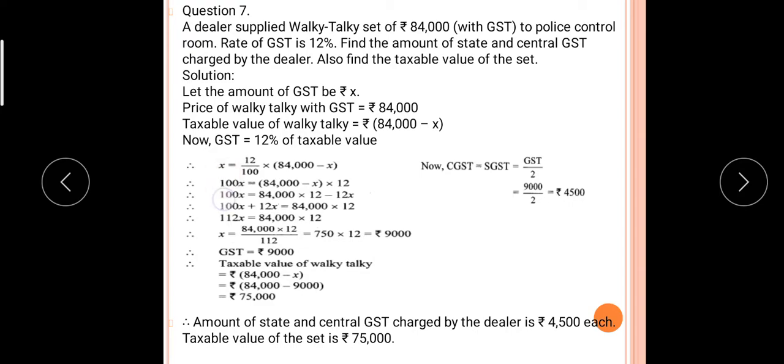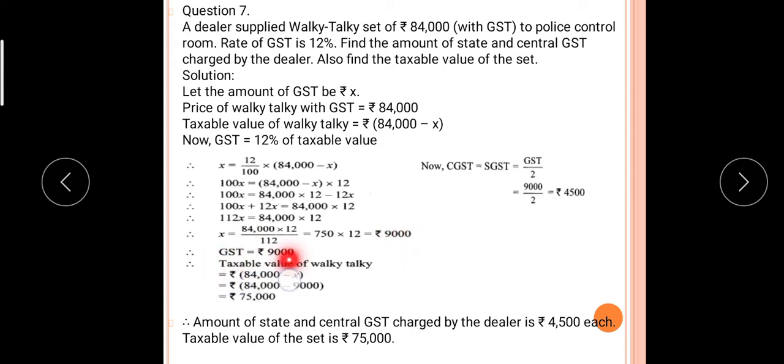So X is equal to 12% of taxable value. X is GST and 84,000 minus X is taxable value. Here I consider GST is X and taxable amount is 84,000 minus X. So X is equal to 12% of taxable value. So the 100 you have to shift to this side. So 100X is equal to 84,000 minus X multiplied by 12. After calculating, what you will get? X is equal to 9,000.